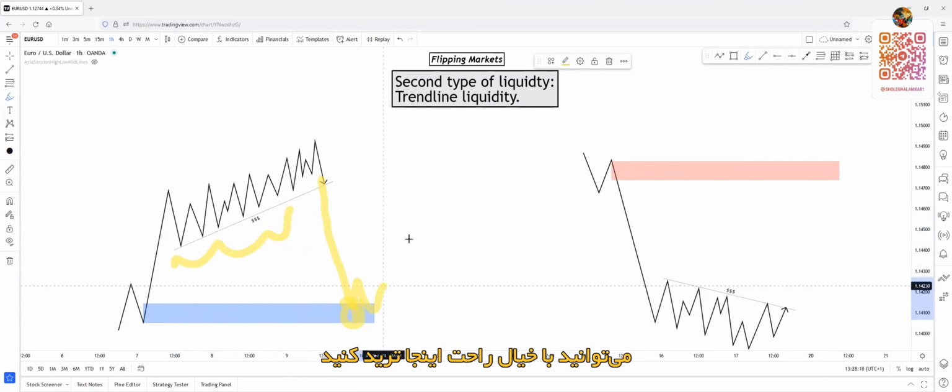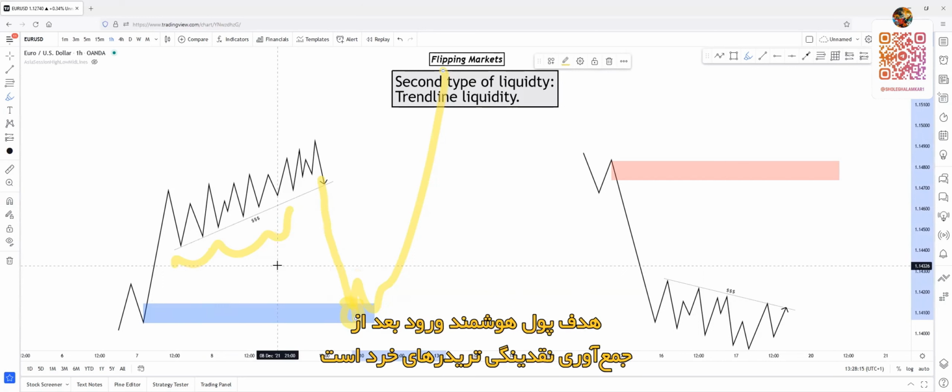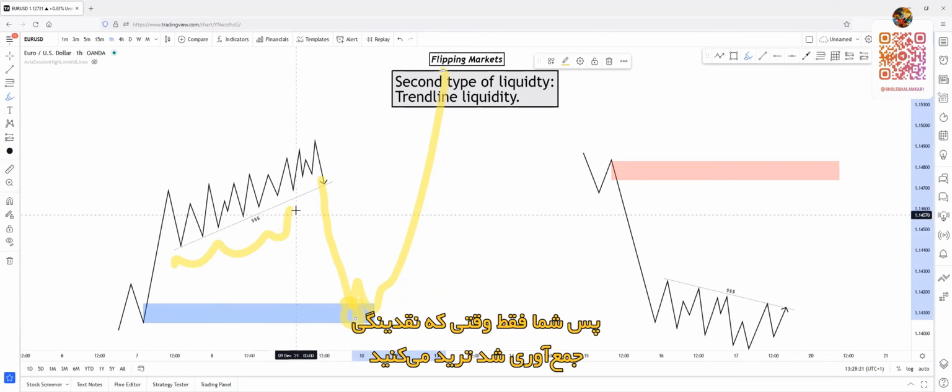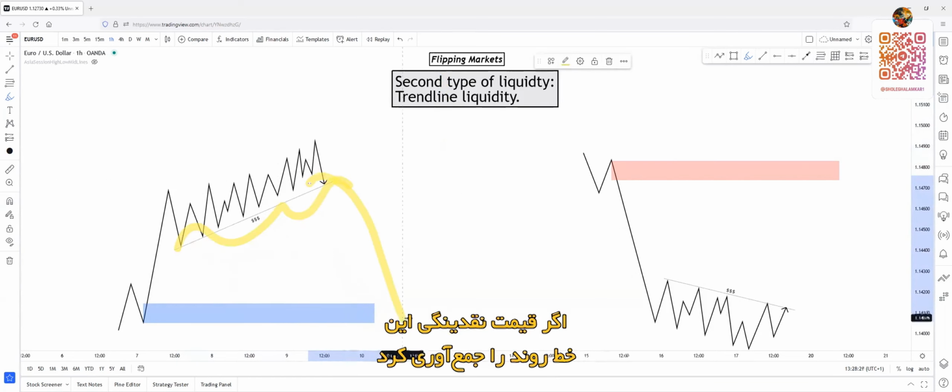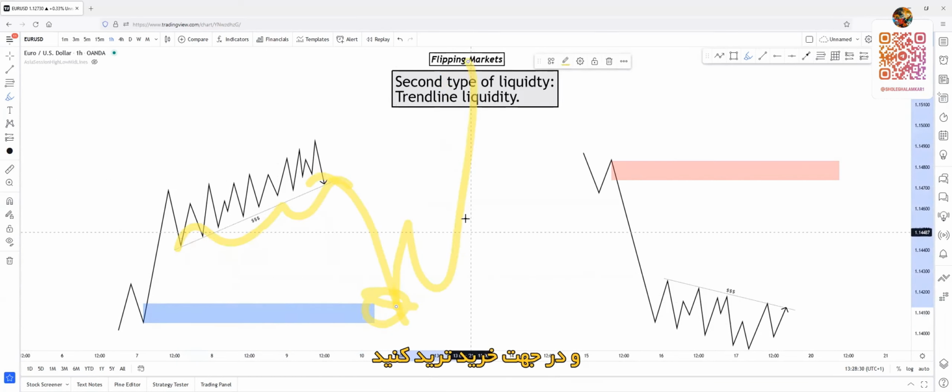after the liquidity has been collected, because as I said, the main purpose of the smart money is to enter only after the liquidity has been swept on the retail side. So you only want to enter if you know that the liquidity has been collected. If price sweeps this liquidity trend line, you can easily, happily trade here and enter on the long side of the market.